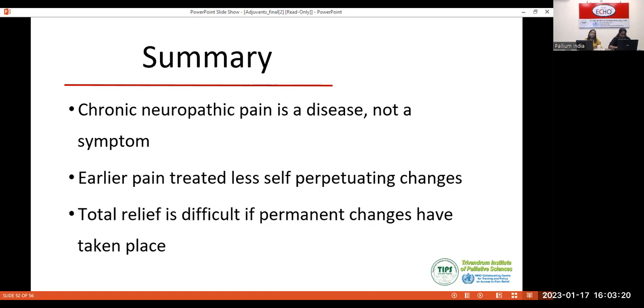So just to summarize, chronic neuropathic pain is not a symptom, it is a disease. It is something which we have to understand very clearly and treat accordingly. If you treat the pain earlier, then the damage will be less. If you delay the treatment, there will be more and more damage to the nerve, so it becomes very difficult to treat later. And if the damage has already happened, then you can't give 100% pain management. So it is very important to treat any pain, especially neuropathic pain, much, much earlier.